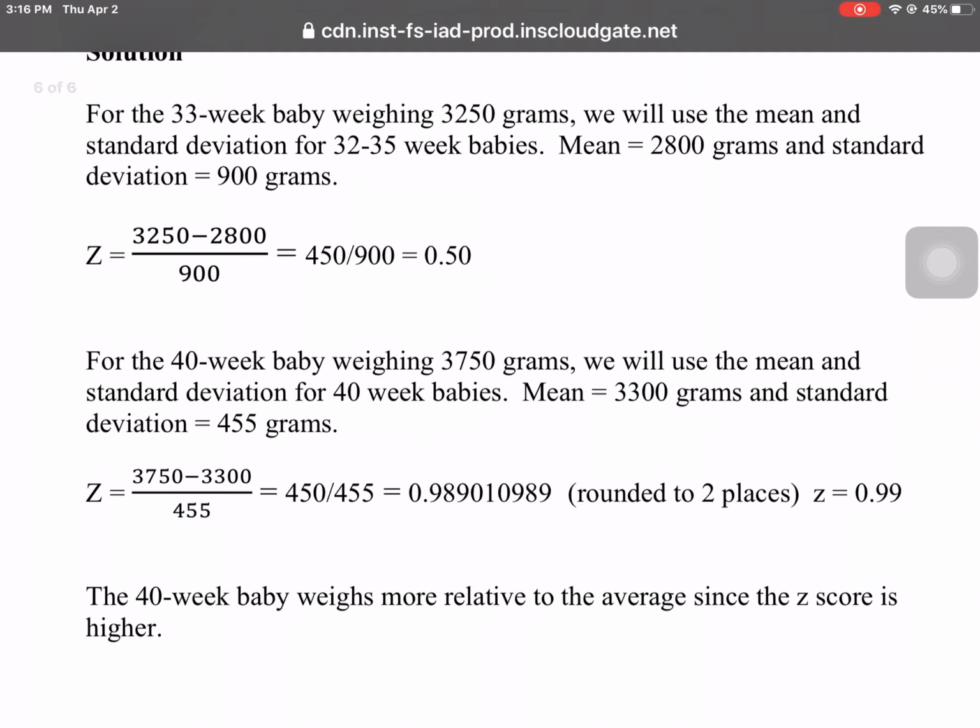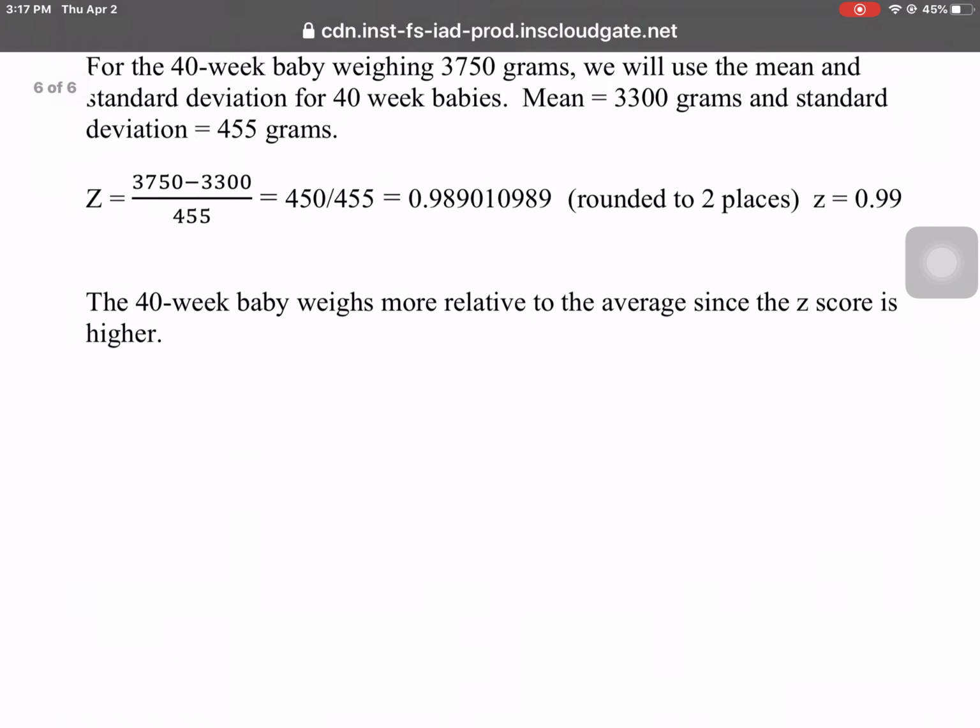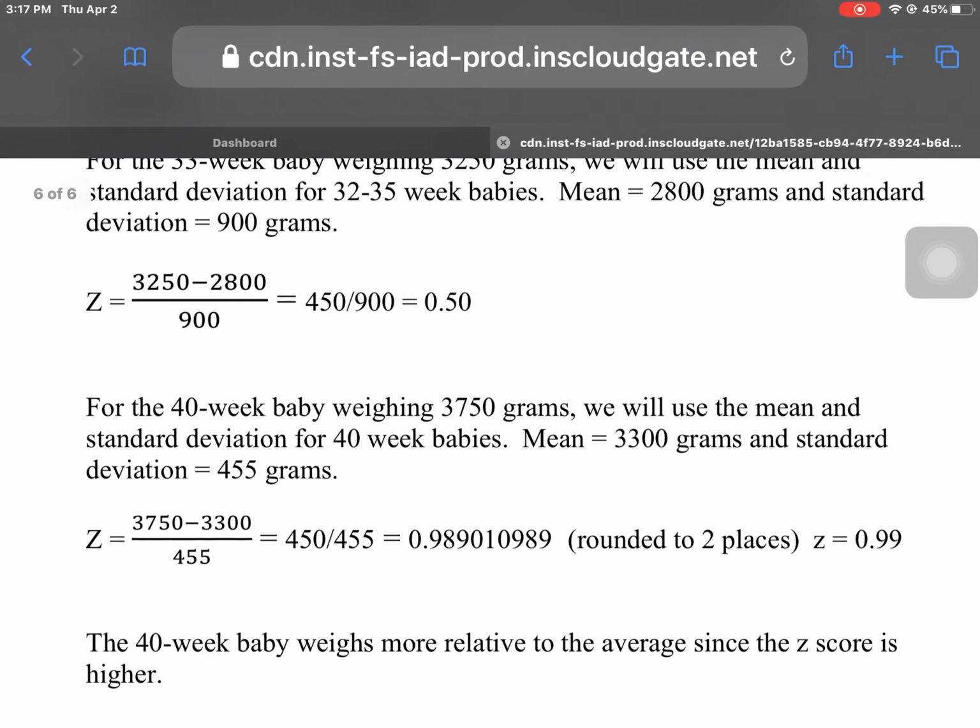The first one's 0.50. The second one was 0.99. So the second one, that z-score is higher. So what does that mean? The 40-week baby weighs more relative to the average because the z-score was higher. Okay, it doesn't have anything to do with the actual weights, it has to do with the z-scores because we're comparing it to the average for the group. Okay, that is the end of this lesson.